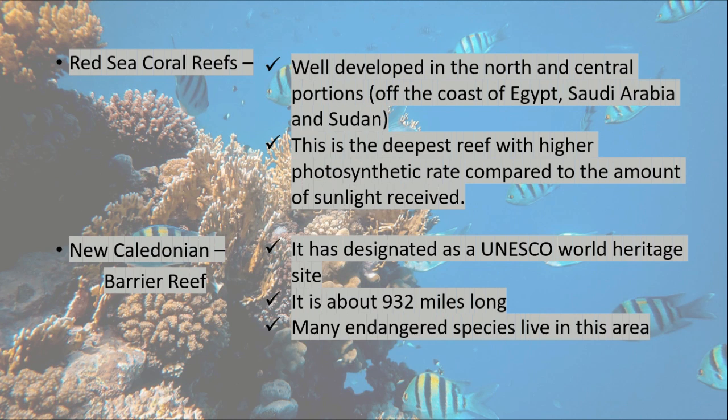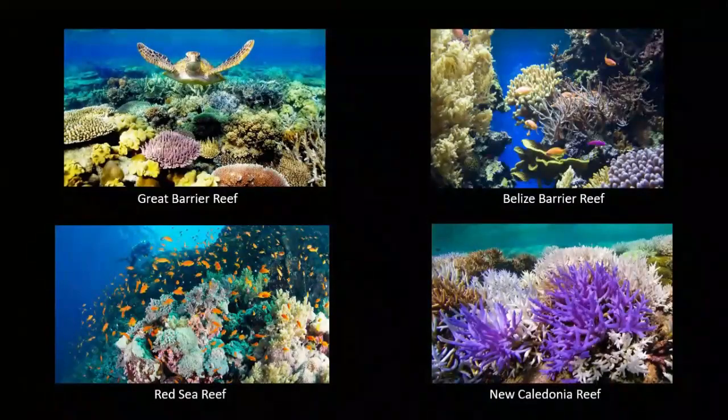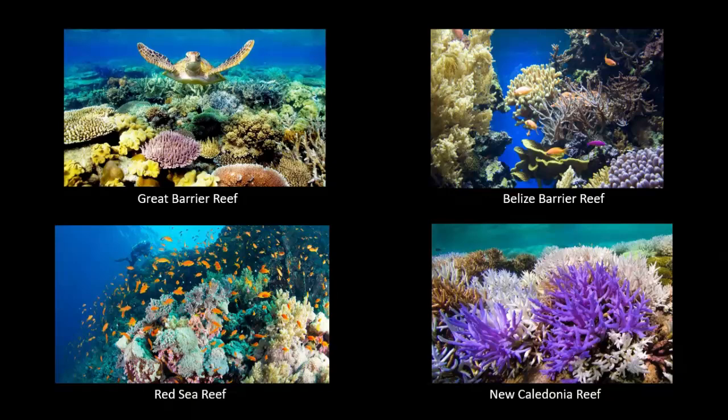Then the fourth, the New Caledonian Barrier Reef. It has been designated as a UNESCO World Heritage Site. It's about 932 miles long. That's designated as UNESCO World Heritage because there are many endangered species living in this area. So then you can see some pictures of those four barrier reefs. The first one, Great Barrier Reef, then the second, Belize Barrier Reef, then the third, Red Sea Reef, and the fourth, New Caledonia Reef.